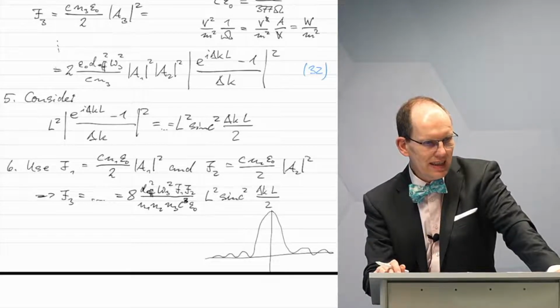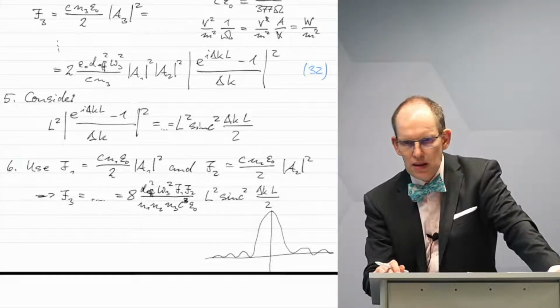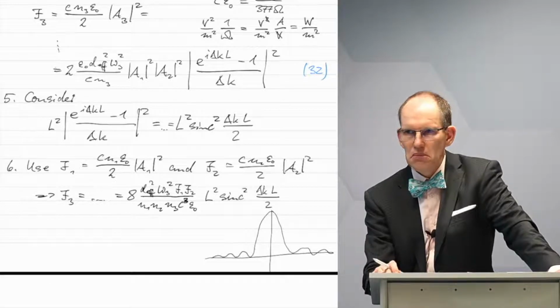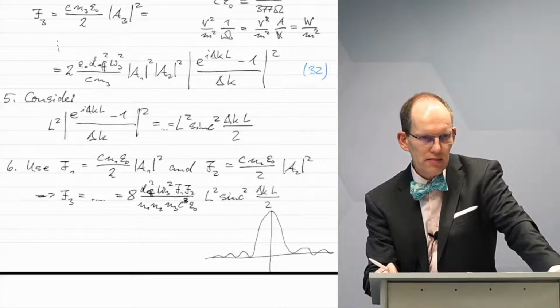Now, it has nothing to do with the coherence length in linear optics. It's unfortunate that it's called coherence length. One could have called it the phase mismatch length or something like that, but they called it the coherence length.